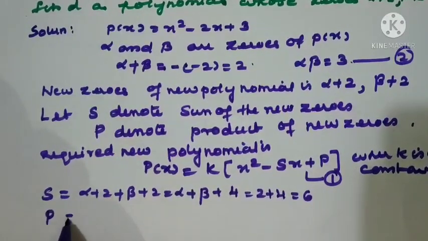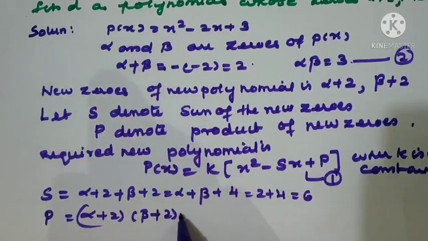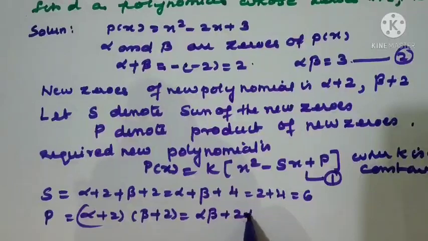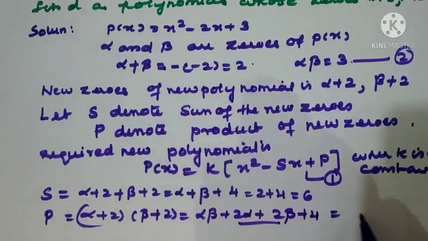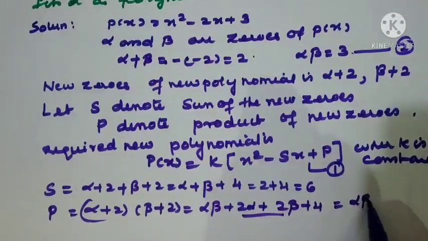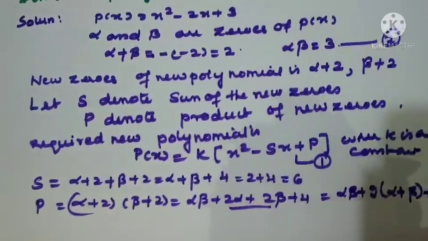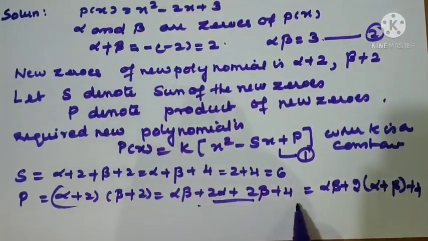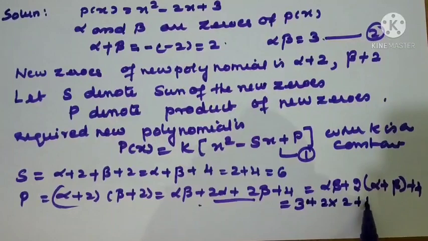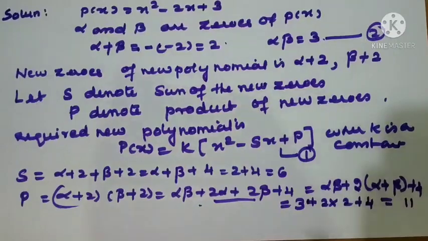Similarly, what is the product of the zeros? Alpha plus 2 into beta plus 2, alpha beta plus 2 alpha plus 2 beta plus 4. So what is common here? 2. So alpha beta plus 2 into alpha plus beta plus 4. So these values we should take from the previous equation only. So what is alpha beta? Alpha beta equal to 3 plus 2 into 2 plus 4. So what is the answer? 3 plus 4, 7 plus 4, 11.